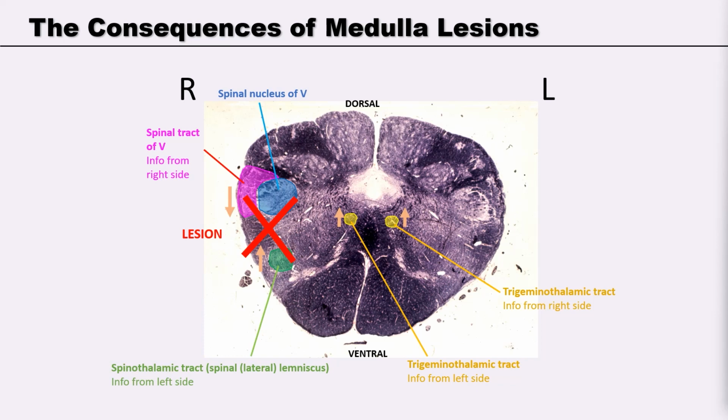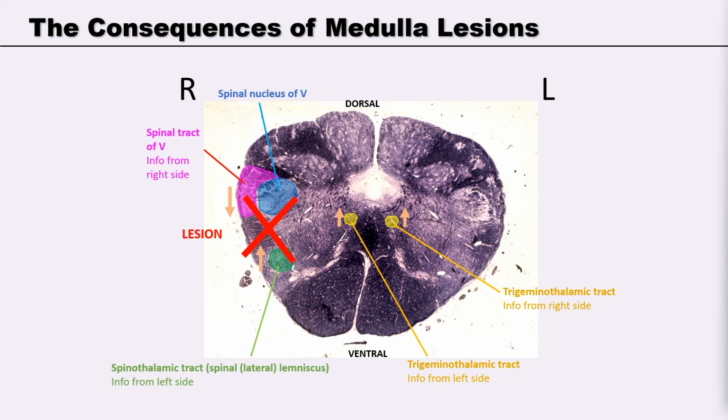So a lesion in the medulla will affect the contralateral side of the body's ability to feel crude touch and pain, as these fibres cross over the midline a long time before this region of the brain. So this is the spinothalamic tract that is carrying over fibres from the left-hand side of the body. In the trigeminothalamic tract, the fibres cross over at the spinal nucleus.